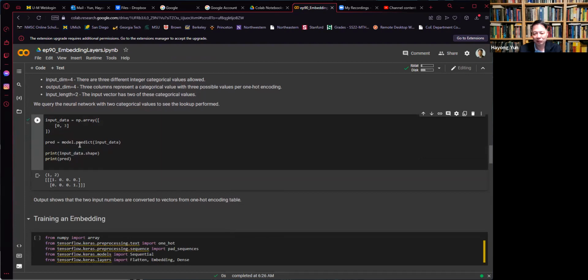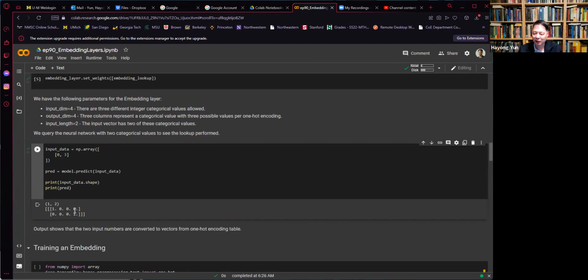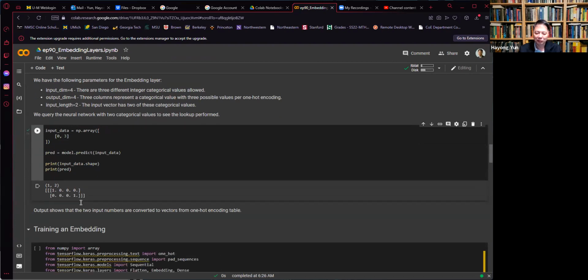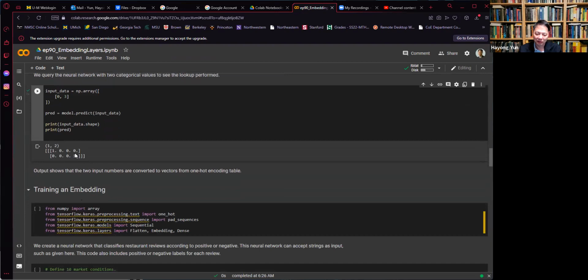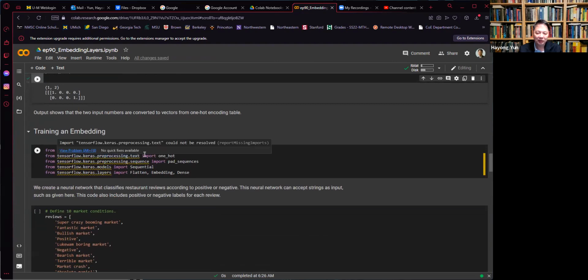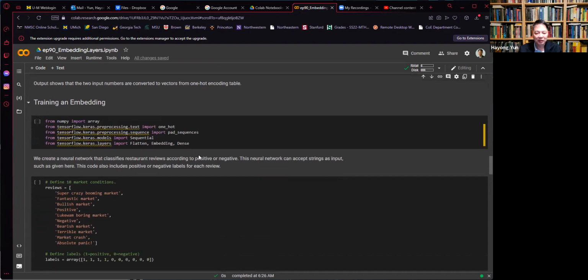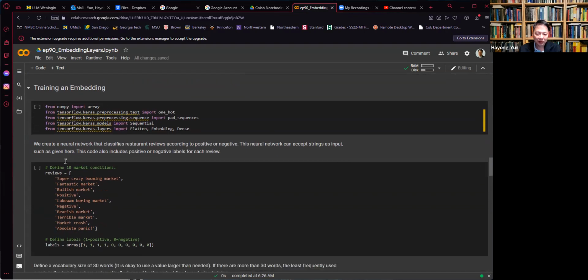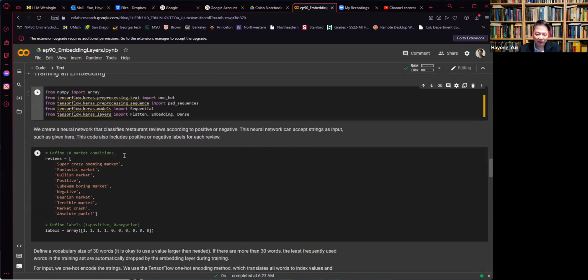It automatically converts this classification into a one-hot coding vector, and you don't have to use scikit-learn or whatever packages you do this with. You have your own package. Here's a training on embedding. So there are kind of market conditions, okay? And you want to convert them to a vector.